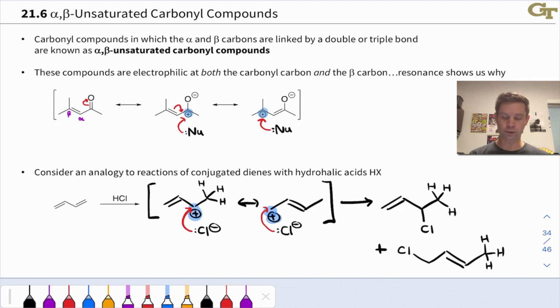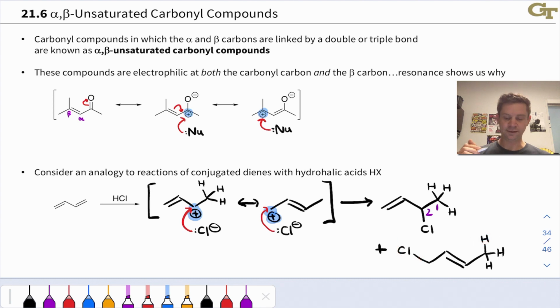The chloride ion can attack at either of those electrophilic positions, and the result is two isomeric products, one in which the chlorine has added, we might say, internally, and one in which the chlorine has added to the end carbon, in this particular case of 1,3-butadiene. One way we can look at this is through the lens of which atoms the H and the Cl ended up bonded to in each case.